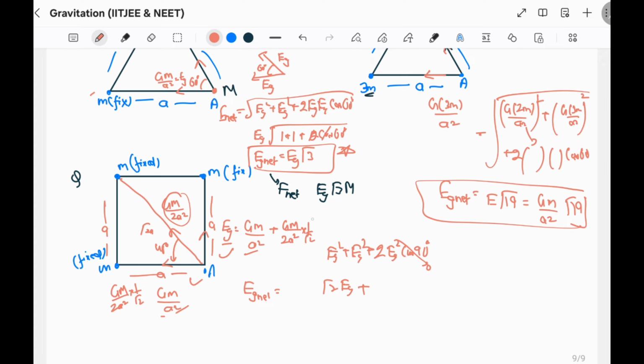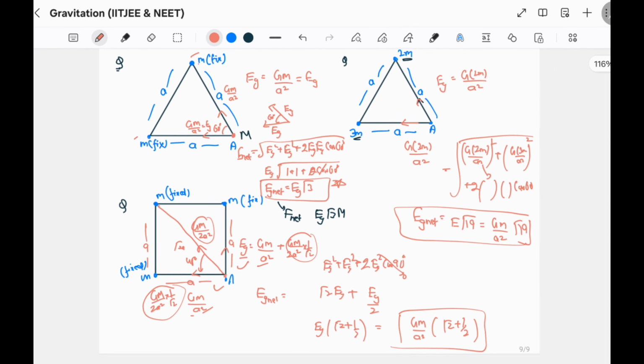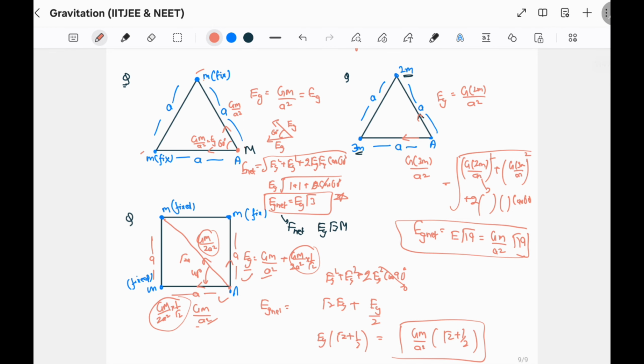Okay, so if you add this and this, it will again be Eg by 2. So you can say Eg root 2 plus half, or you can say the value of Eg is GM by a square, root 2 plus half. So this will be your field value at the point. All these questions we have already done in part 1 of this video. Just you have to write the field in this. If you want to write the force, you could have multiplied with the mass of this test charge which is kept at the point. I hope you got it.